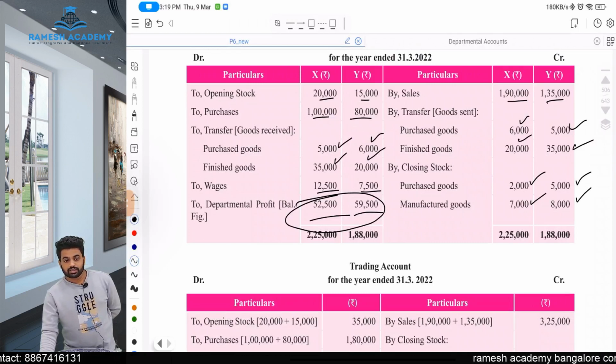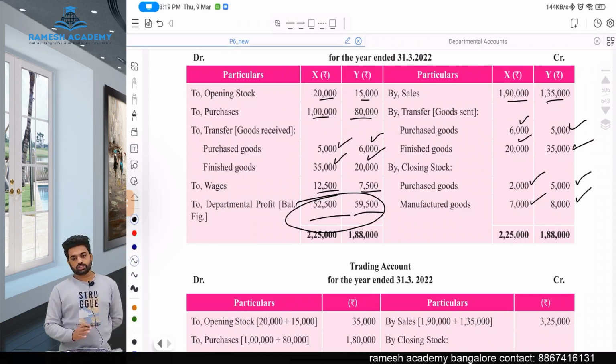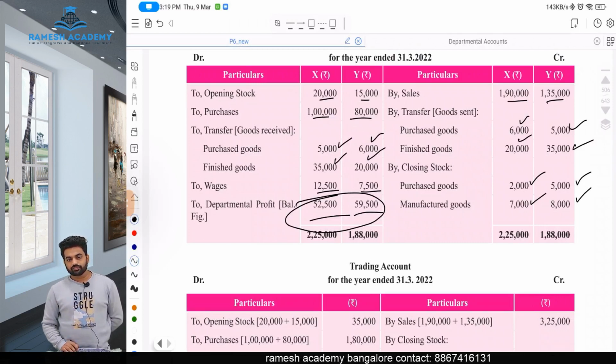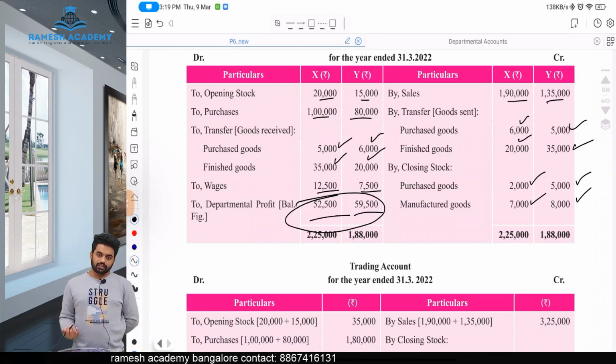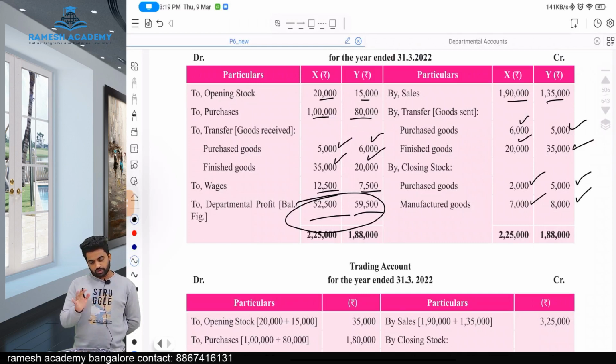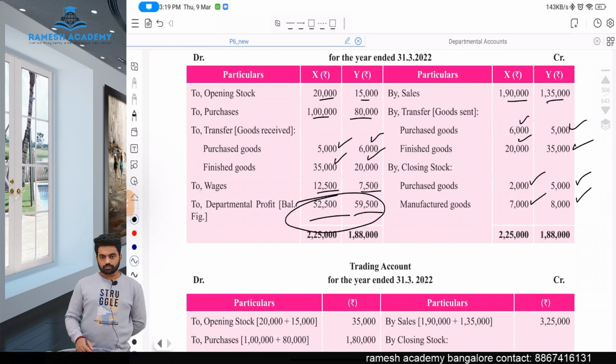Guys, tell me, so far, is it clear? Let's slowly go through this question. Slowly tackle this. So far is it clear? If you have any doubt at this stage, please let me know at this point only. No doubt, right? Shall I proceed? Okay.